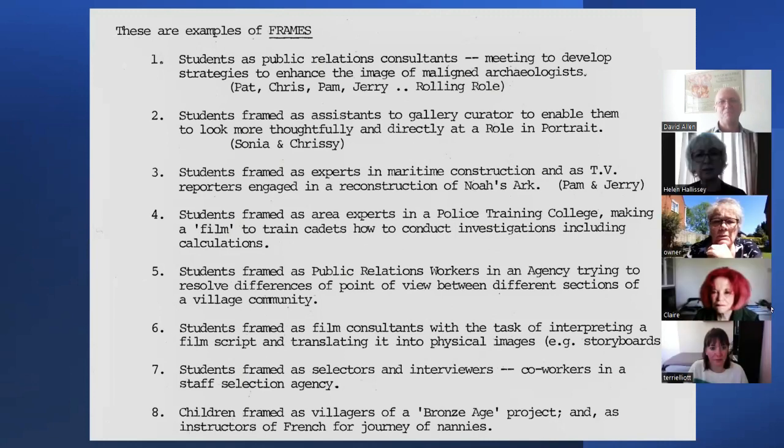Press. Public relations consultants might give us press, because they're developing newspaper stories. What about guide? I don't know. Because they're developing strategies to enhance.